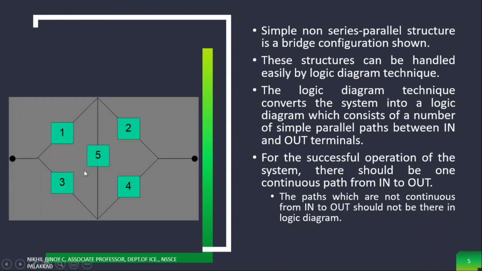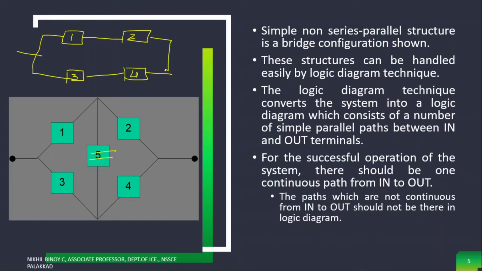Please note, if this element is absent, then we can easily solve this. If 5 is absent, then the reliability block diagram will be the first element, then second element, right? Then here we have third element, okay? Then here we have fourth element, right? If fifth element is absent, this one is a reliability block diagram.